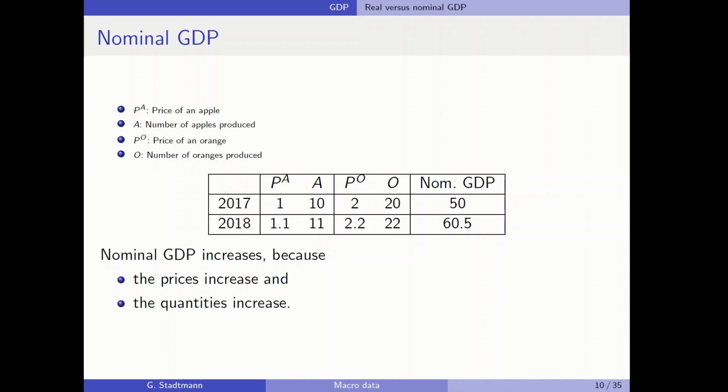So nominal GDP increased by about 20% because the prices increased and the quantity increased. The increase in nominal GDP is a little bit higher than 20%. These last remaining 0.5 units stem from a combined quantity and price effect. A higher quantity is sold at a higher price. Therefore, we have this additional 0.5 units in nominal GDP.